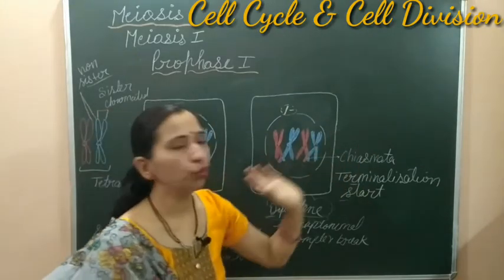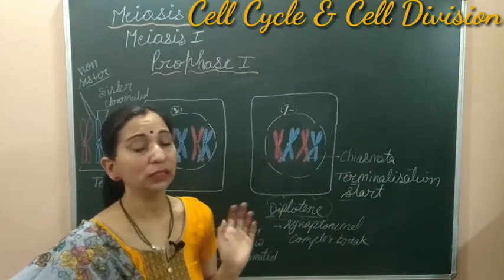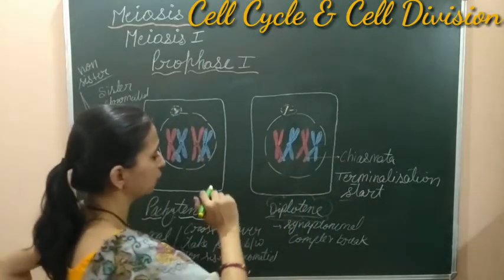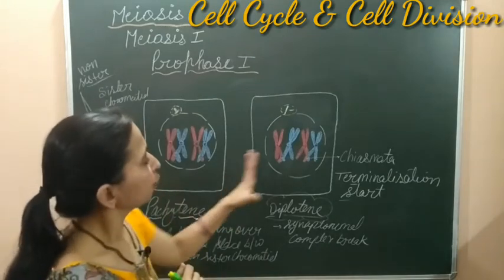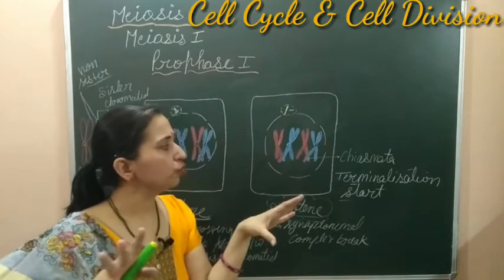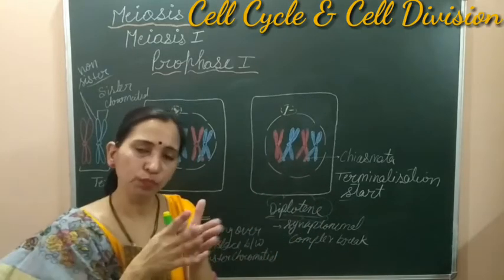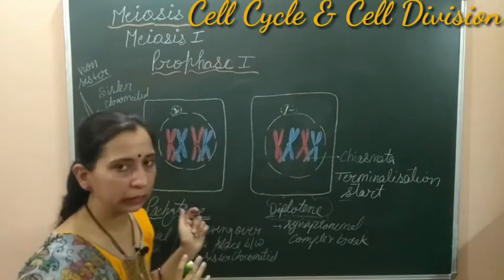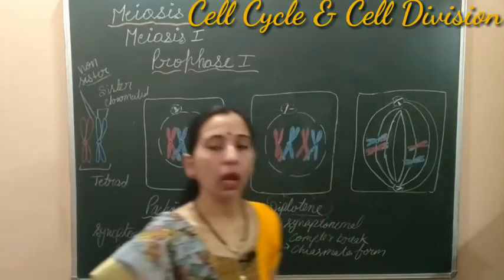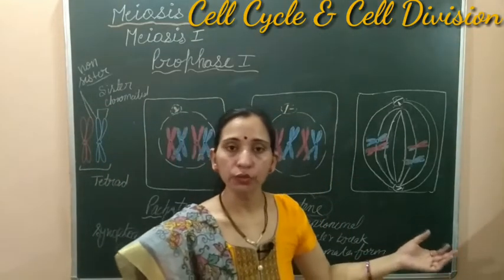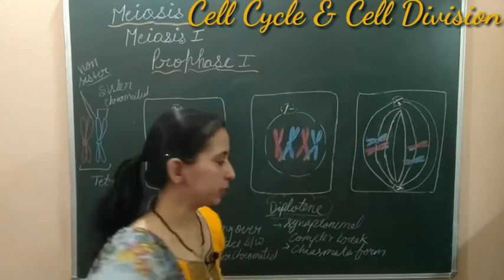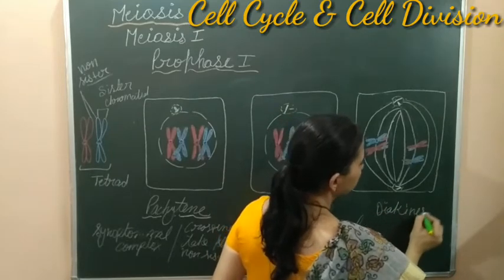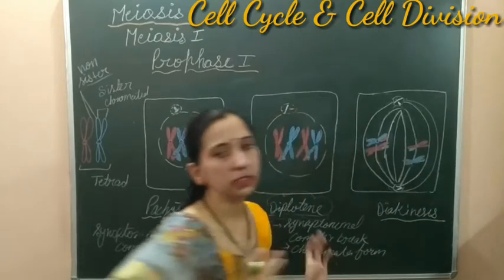After that, they will move into the next phase and the next phase is the diakinesis phase. Now let's see what happens in the diakinesis phase. In diakinesis, we will see that these two chromosomes which are getting separated, will separate from each other. So let's see what happens in diakinesis now. After diplotene, this cell will enter the next phase of prophase 1 which is diakinesis. This is diakinesis. What happened in diakinesis? Let's see what happened in diakinesis.